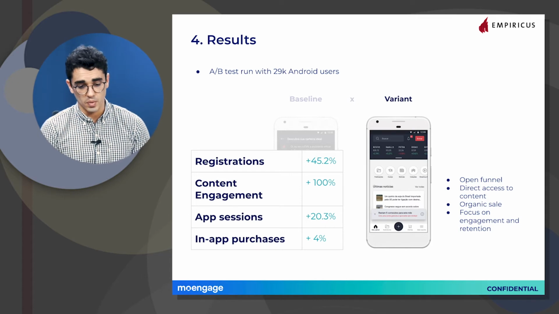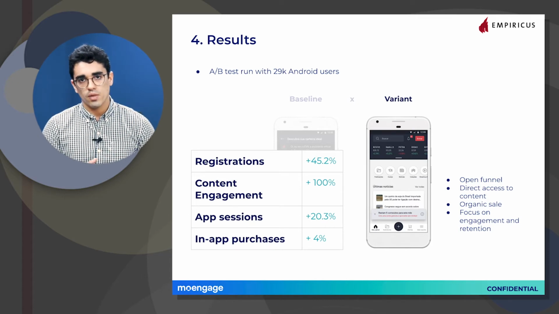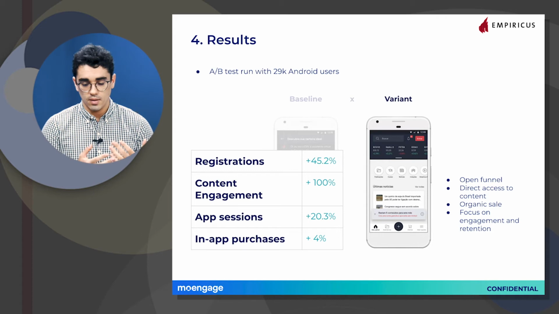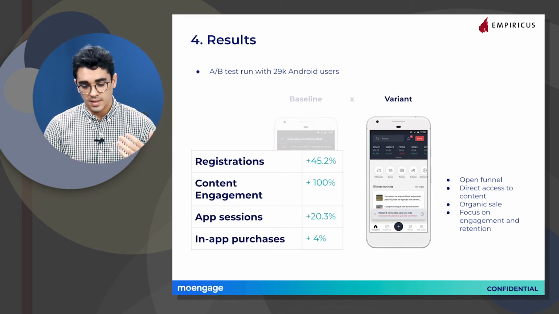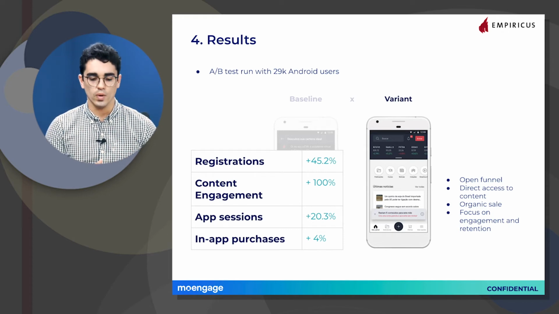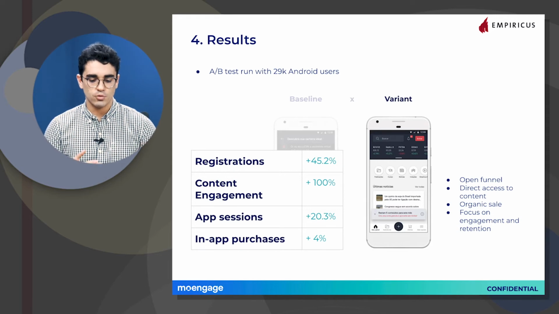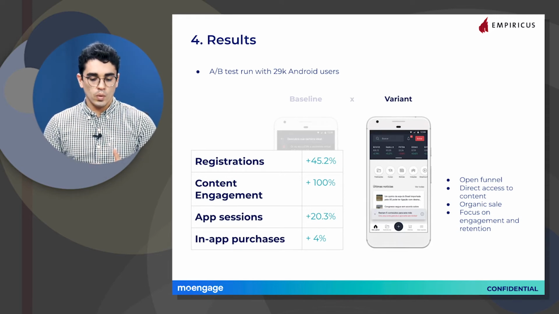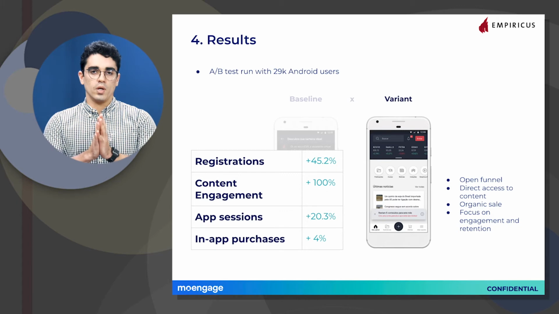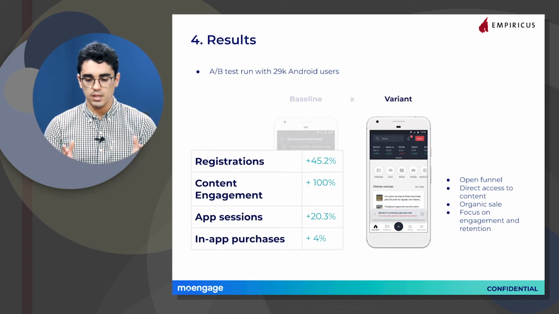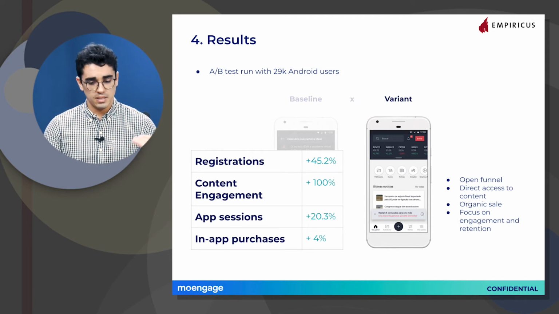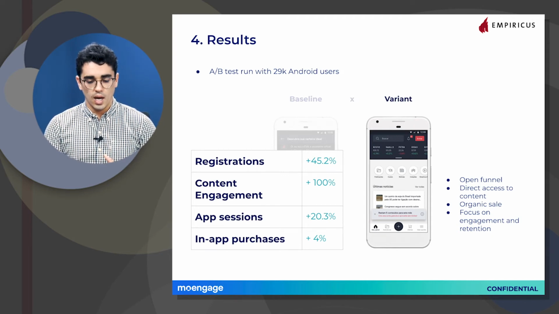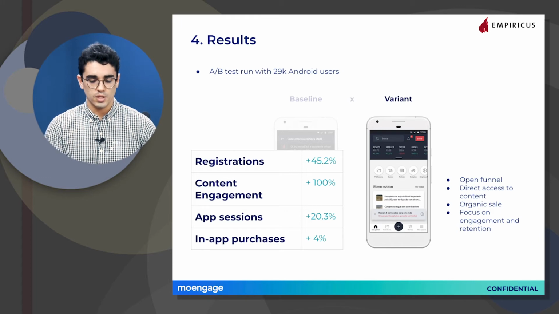These are the numbers. We ran this A/B test with almost 30,000 Android users. And the coolest thing about it was that we didn't lose any purchasing power. This is the fourth metric here, in-app purchases. We thought we would lose a lot because the funnel was much wider in the variant, but actually we increased by 4%, which is kind of nice. It's basically 0-0, but that's way better than losing purchasing power.